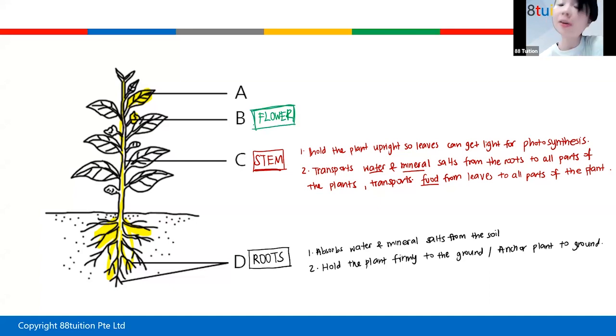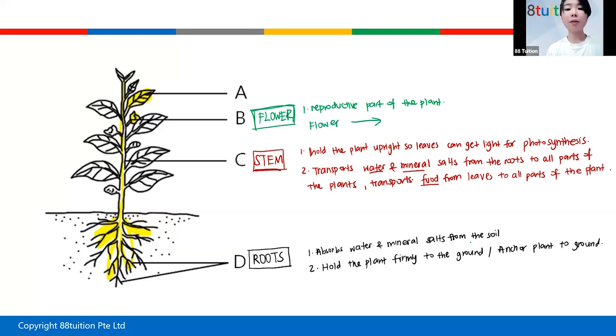You will learn more about the flower in P5. All you need to know about the flower is it is the reproductive part of the plant. So basically, the process of reproduction happens in the flower. And the flower eventually becomes what?